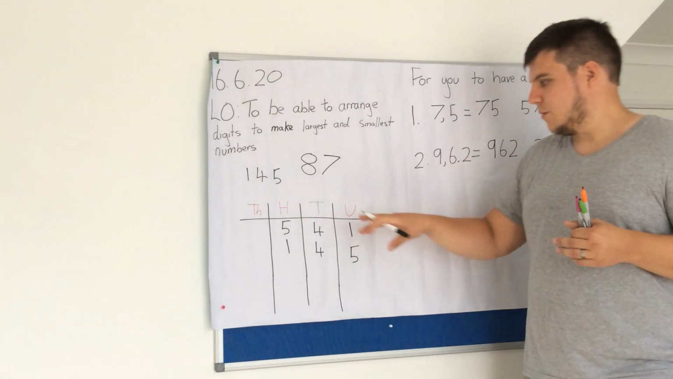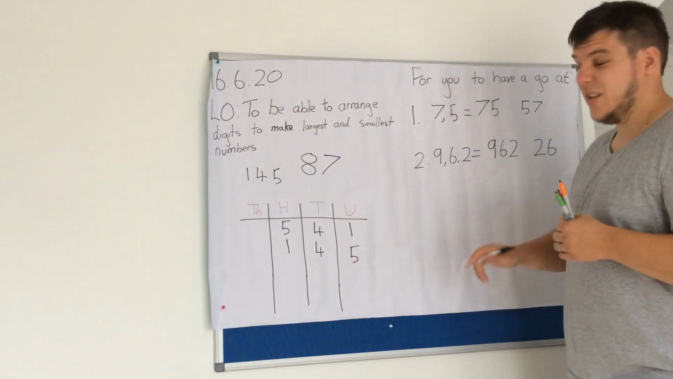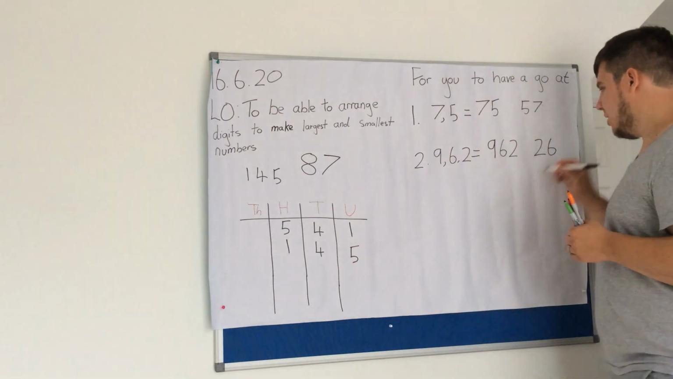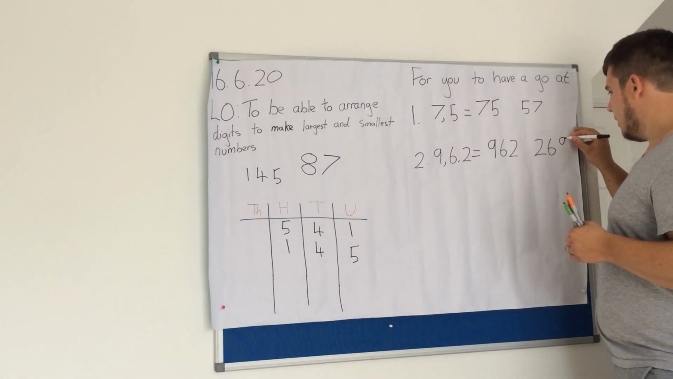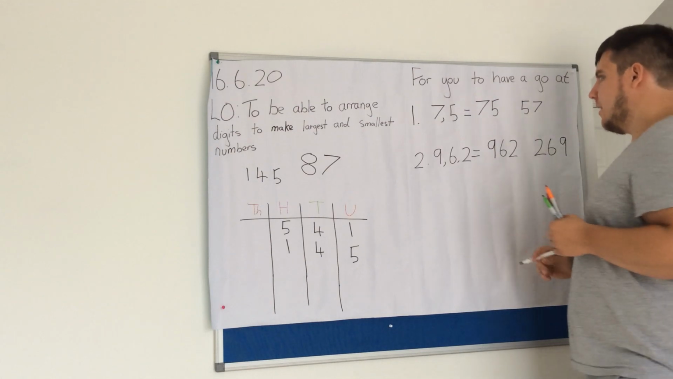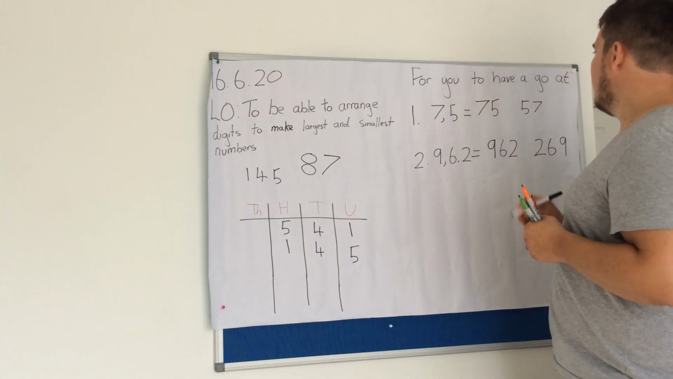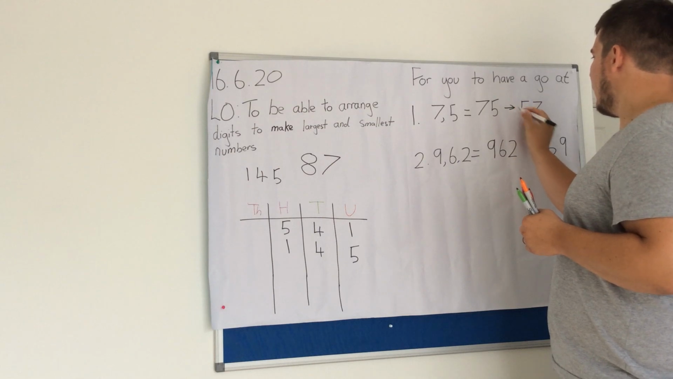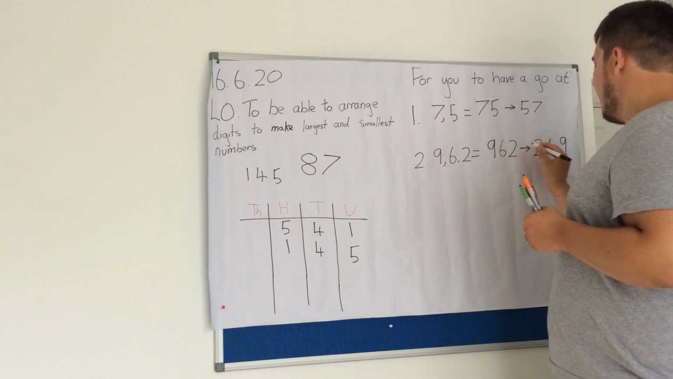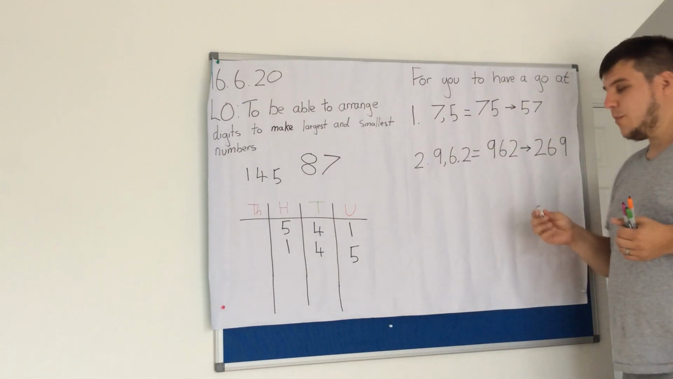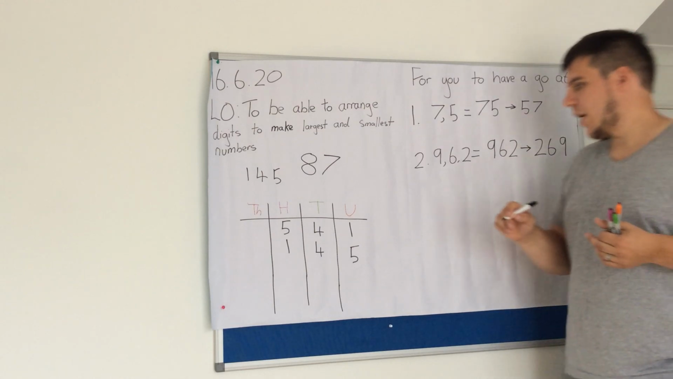And then I'm going to put my 9, which is my biggest number, and give it the smallest value I can, which is a unit. So 269. Okay, so I'll put an arrow in between it so you can see. I've put my biggest number, made my smallest number there.